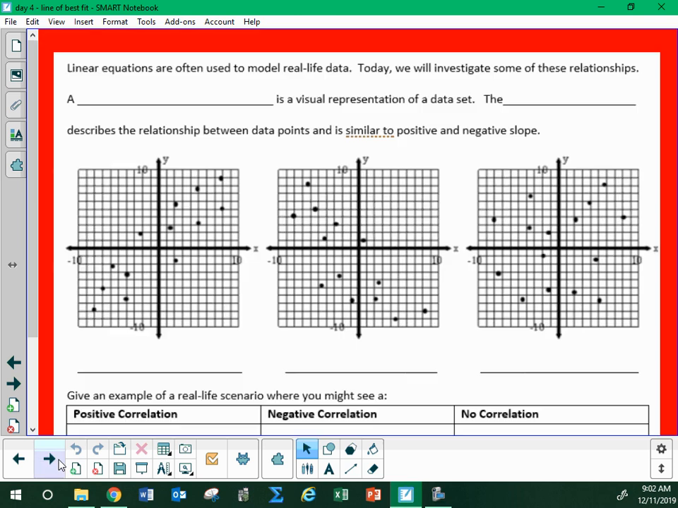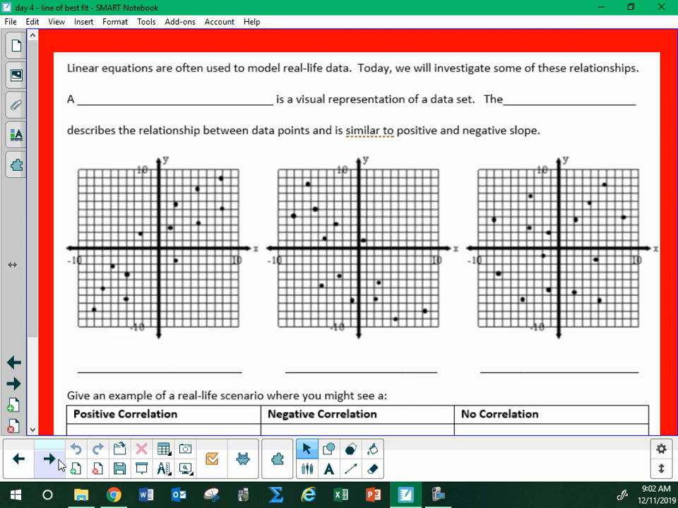For their homework. Alright, so finally our line of best fit notes. Linear equations are often used to model real-life data. And so, again, like we looked at with the social media influencer, today we're going to investigate some of those relationships.